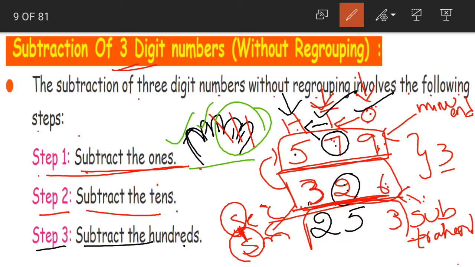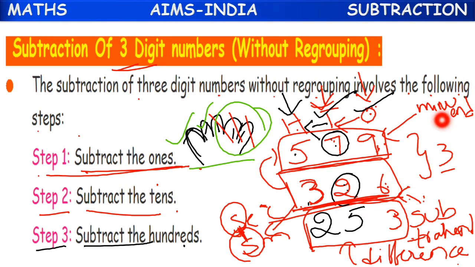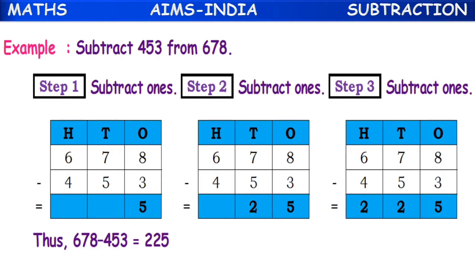Now what about the answer 253 here? What will this be called? This will be our difference. Yes, the answer we get from subtracting two numbers is called as difference. Clear children? This was subtraction of 3-digit numbers without regrouping.